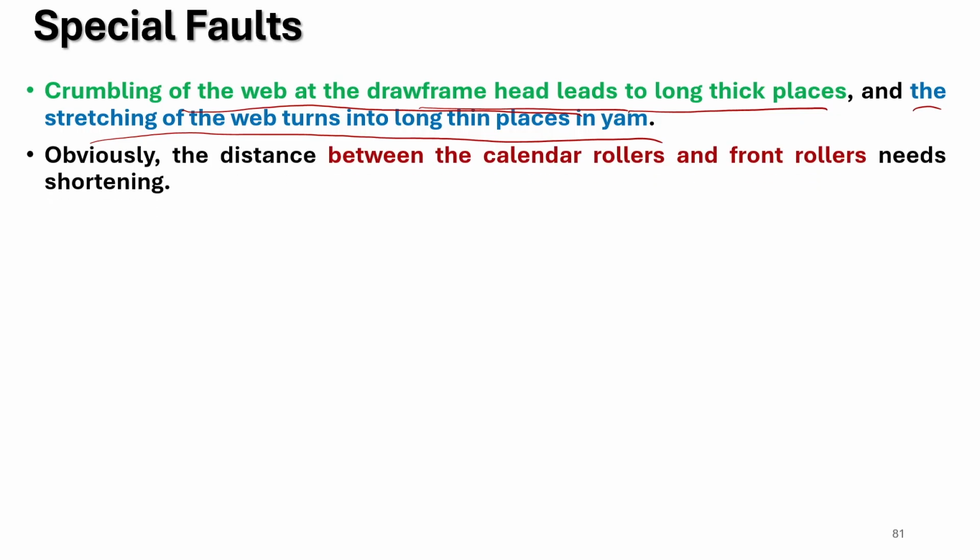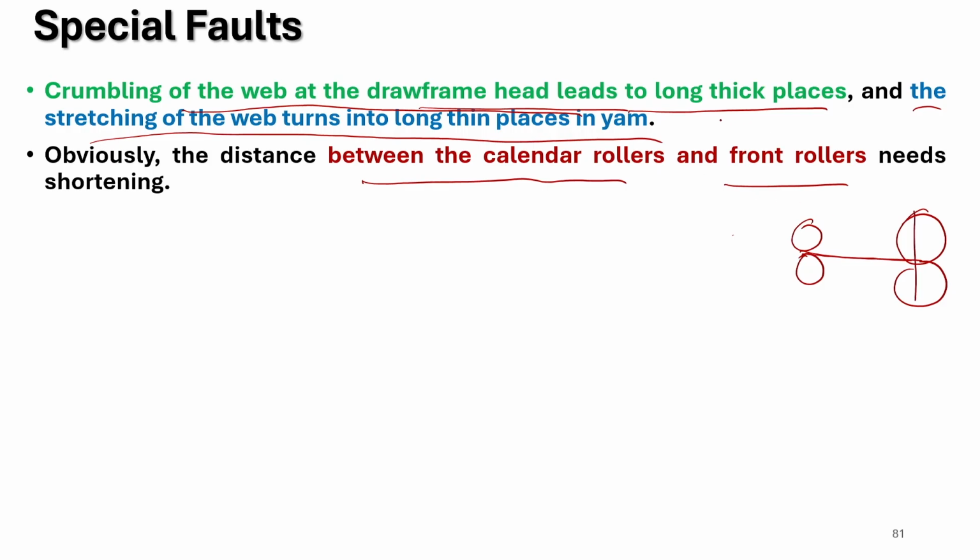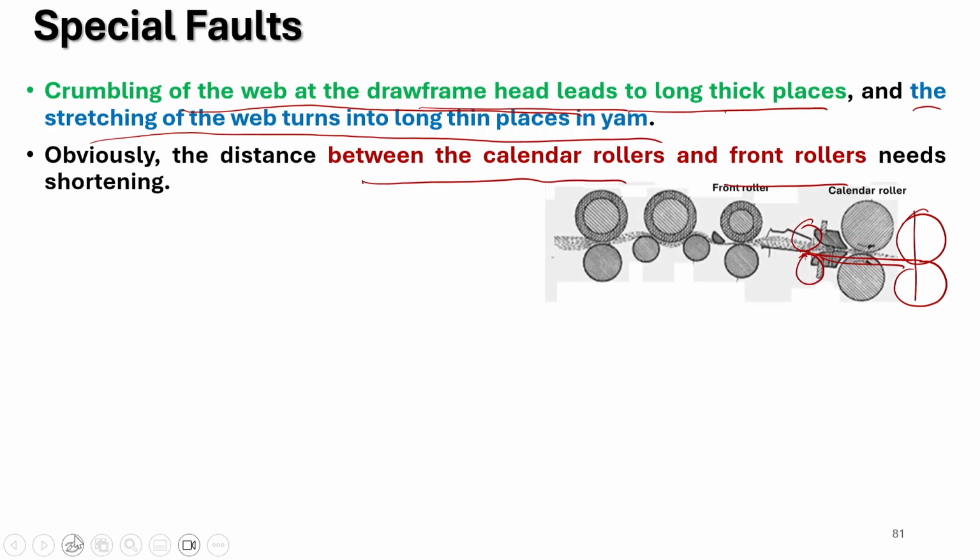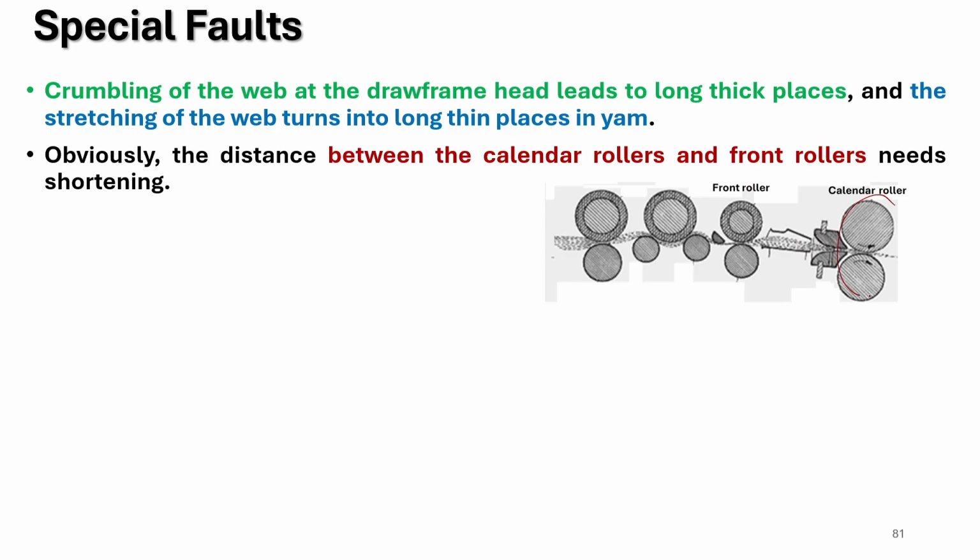Obviously, the distance between the calender roller and front roller needs to be shortened. This is the front roller and here is the calender roller. If it is long, then it will stretch the web, and which will create long thin places. Here you can see this is the calender roller, and if crumbling happens, that will accumulate the web and it will create long thick places.